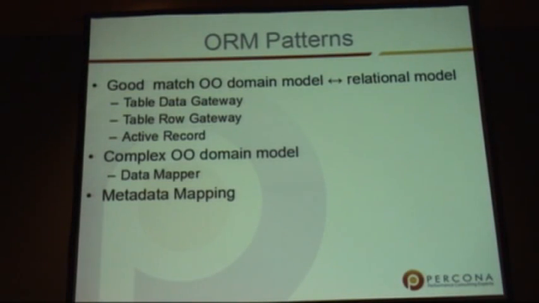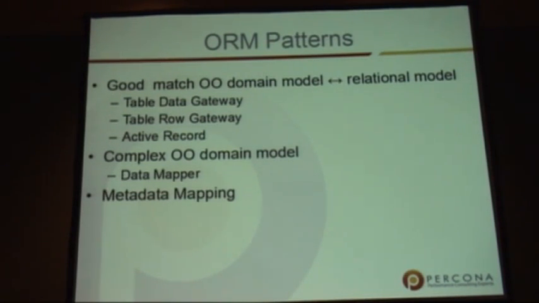So, these patterns. The first ones, table data gateway, table row gateway, and active record, are good if you have a good match between your models. So if your object-oriented model is not too complex, or on the other hand, it could be complex, but you just want to store certain objects. Or you don't care about the extra cost of knowing that if you have a relationship, you will have to address that relation in the table directly, meaning that you will probably lose performance, but you also will lose abstraction, which is supposedly the reason why you began using an ORM.